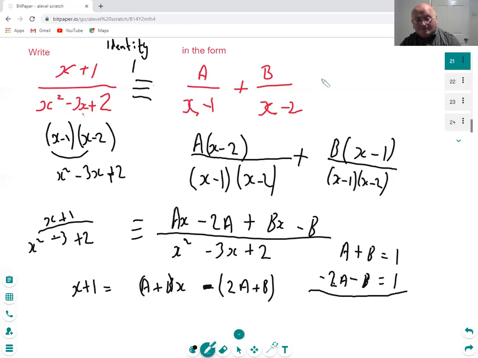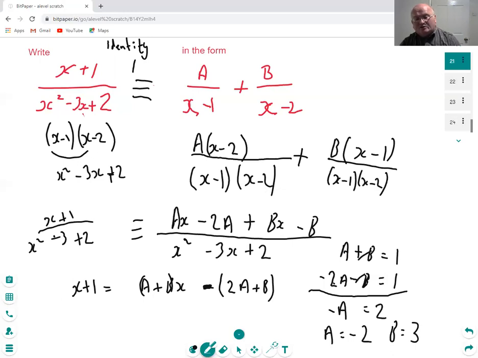a plus minus 2a, which is minus a. The b and the minus b cancel out, and the a, 1 and 1 is 2. So a, if I just multiply that, switch the minus sign around there, is minus 2. And then we can use this equation here, a plus something equals 1, well, a is minus 2. So minus 2 plus something equals 1. So b equals 3.